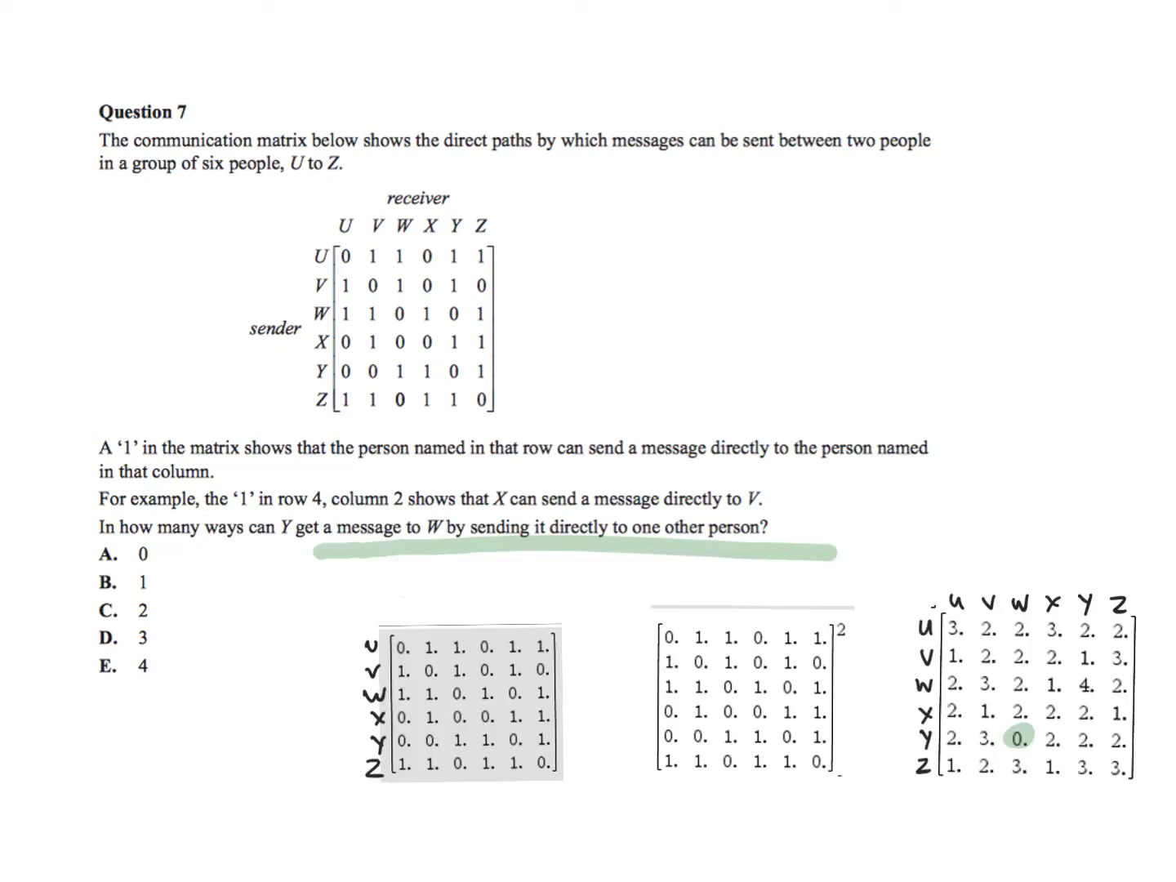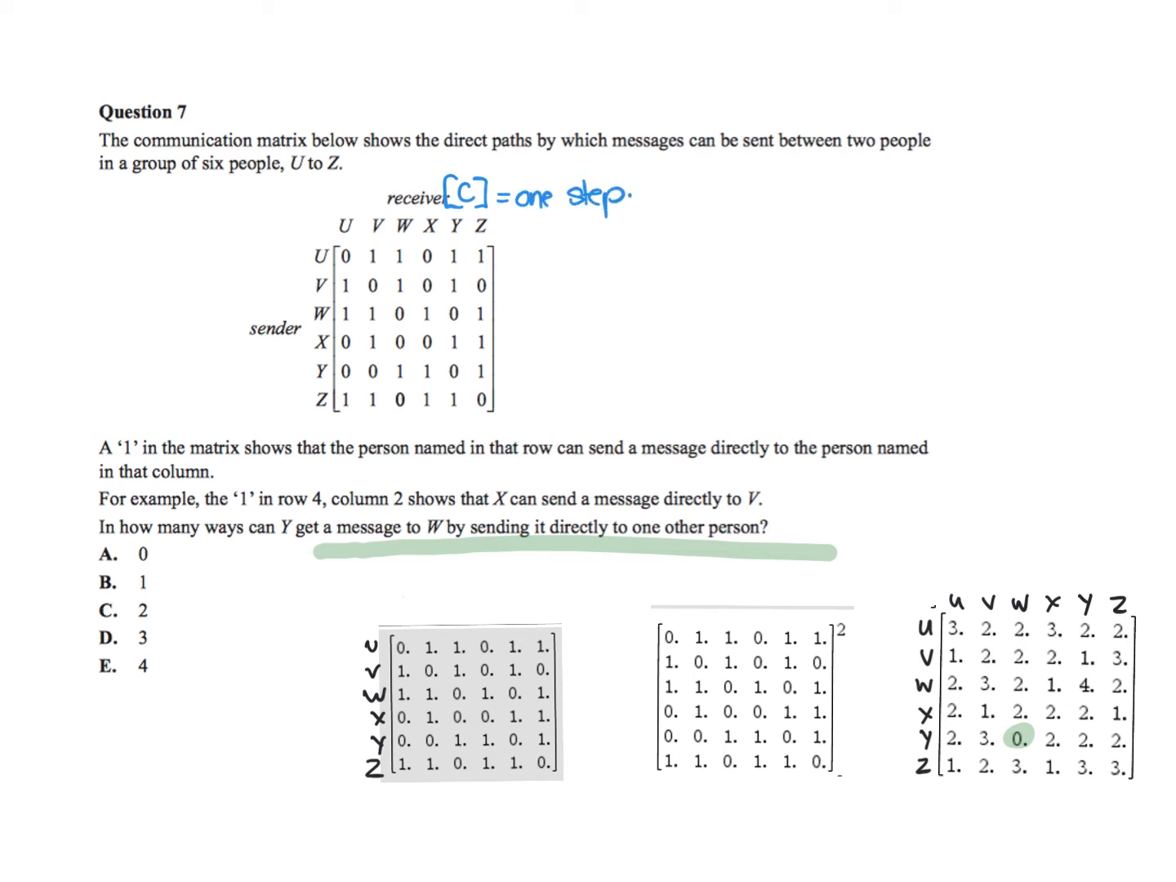Okay, so we've got the communication matrix below, which shows the direct paths by which messages can be sent between two people in a group of 6 people, U to Z. So what they've just shown us there is what we call our plain C. This is 1-step communication. Just so you know, that's 1 step.